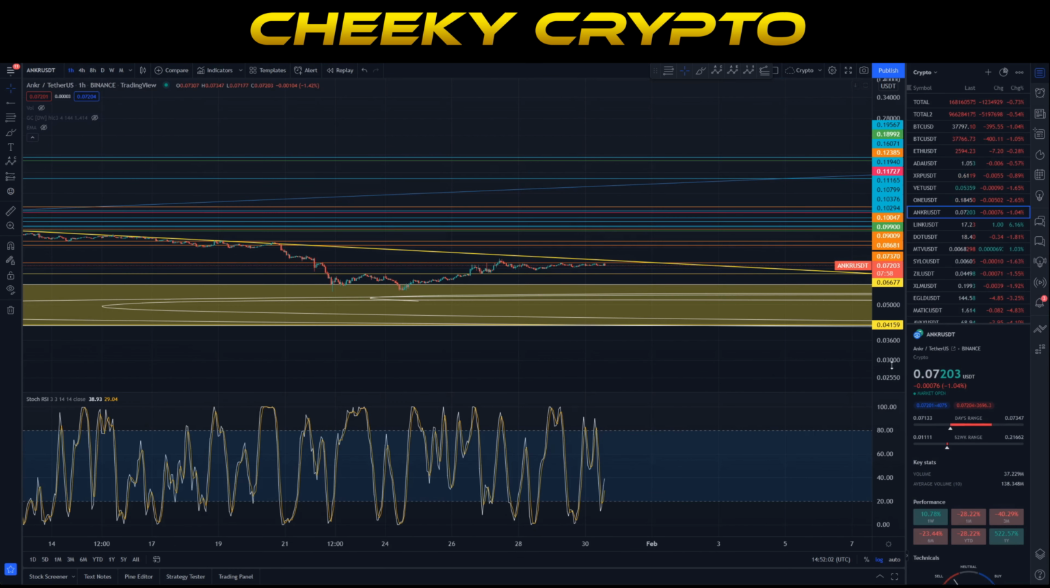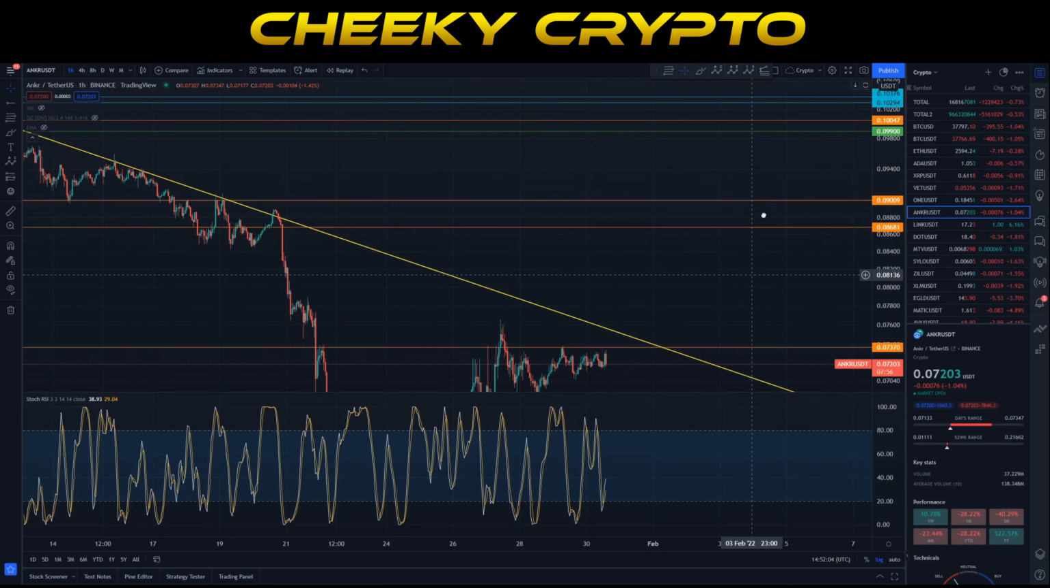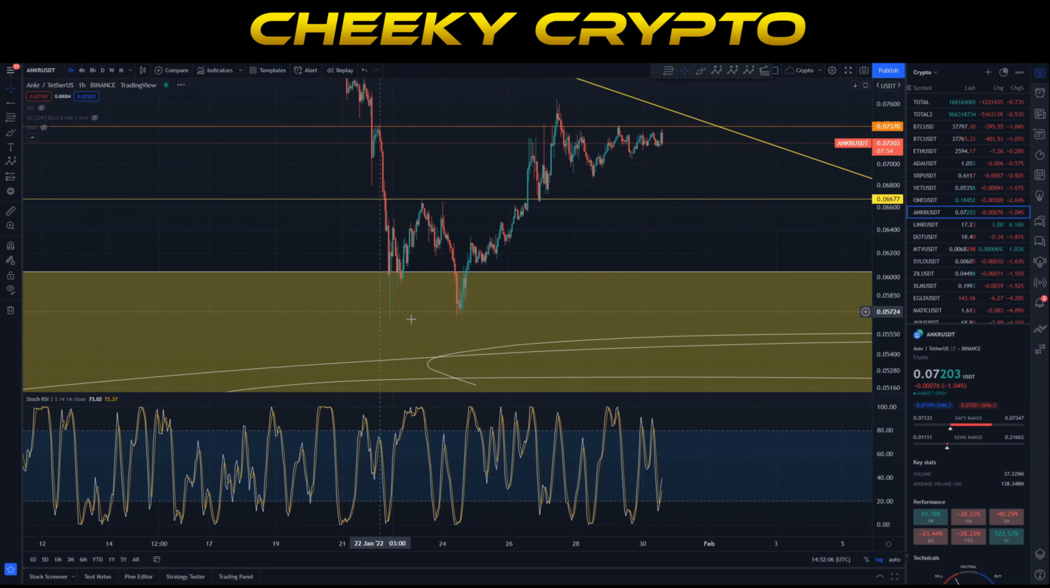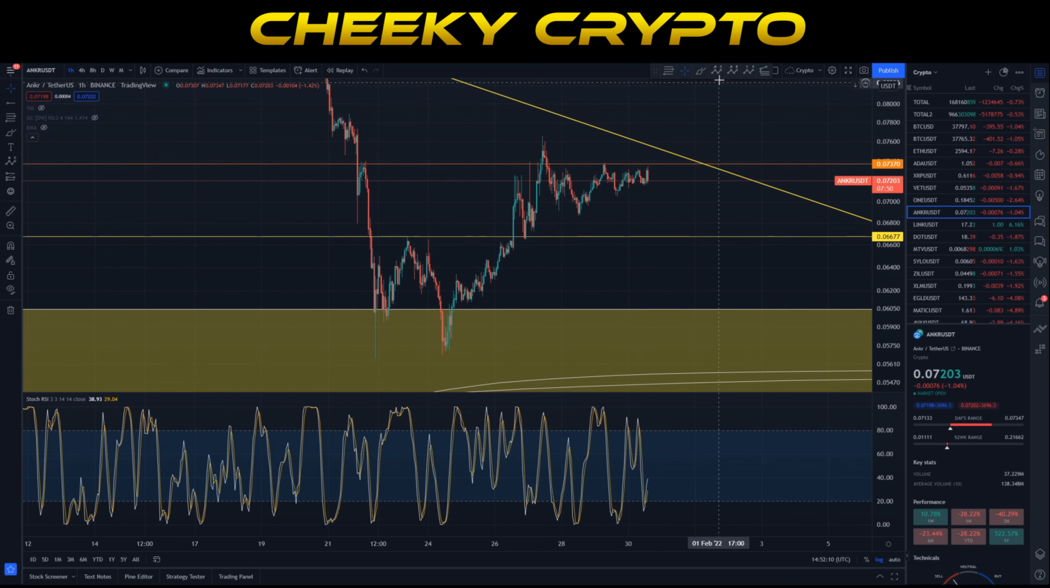Now we're going to come back down into our hourly chart, and we're going to see what's going on here. We obviously have some interesting moves as we reach this bottom area, and we had a really good run here. Now this is an interesting move.